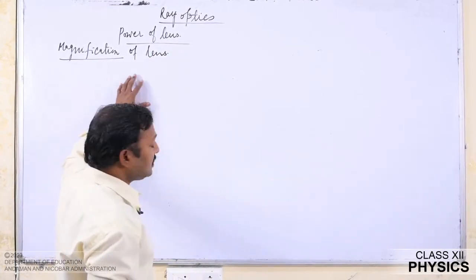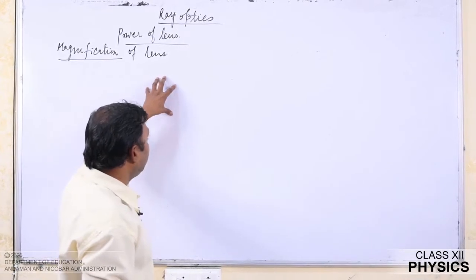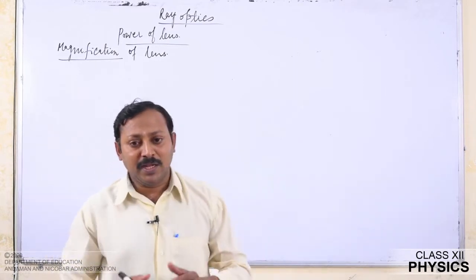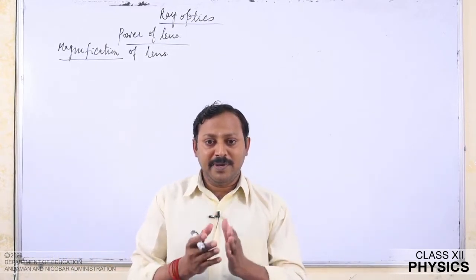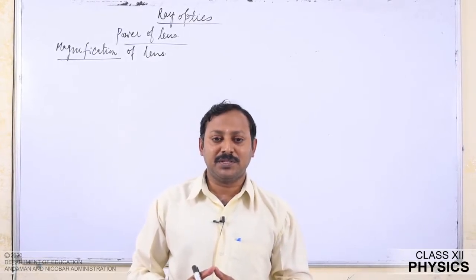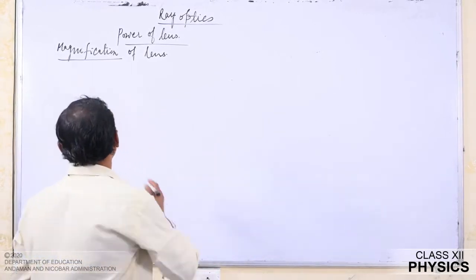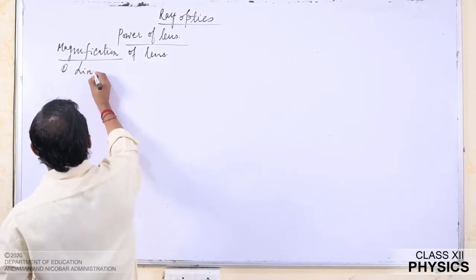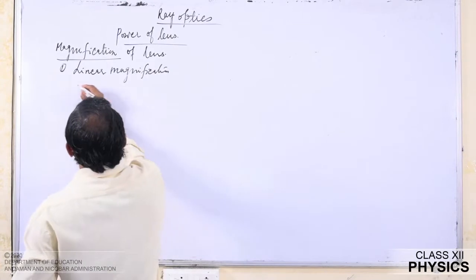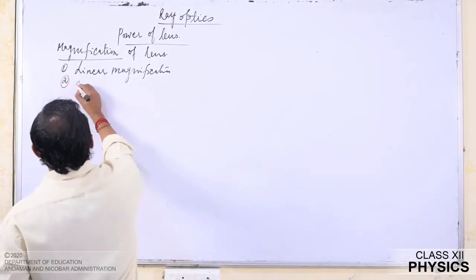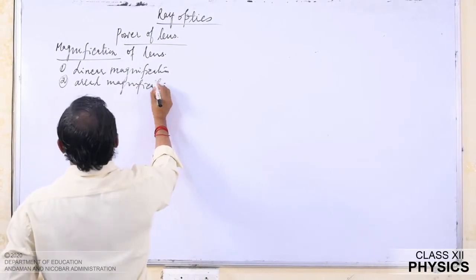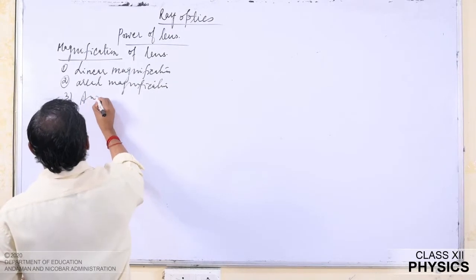Magnification is defined as the relative size of the image with respect to the size of the object. I mean, to what extent a given lens enlarges or diminishes the image size depending upon the object size and its location is said to be magnification. So, here we have three types of magnifications. First one is linear magnification. Second, areal magnification. Third one is angular magnification.